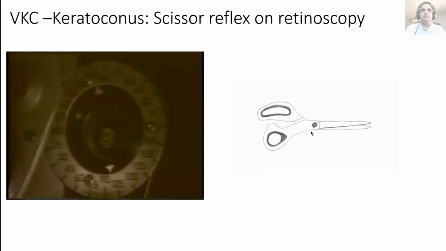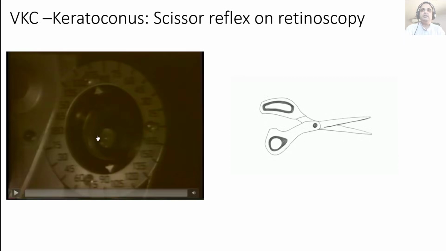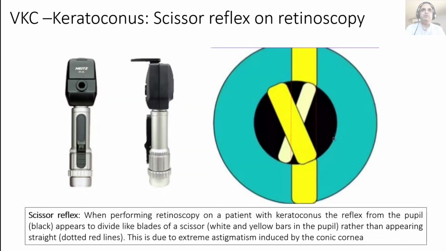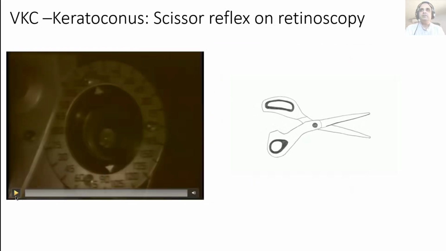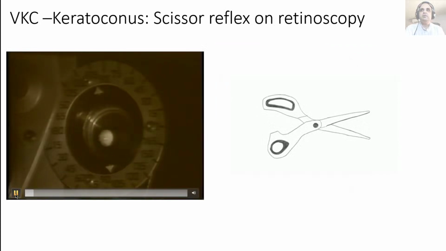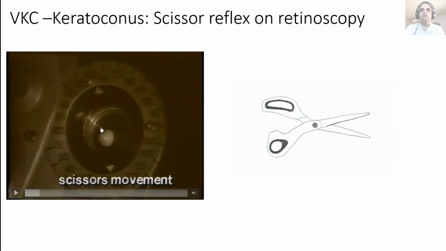So this is how you will see the reflex, the scissors reflex. It will exactly be like blades of a scissors that is horizontally placed, and you will see it on this side of the red reflex through the pupil. Remember, we are looking at only this zone. We don't want to look at this light coming off the iris. We want to see the light coming from the pupillary area. So I'm just going to start the video. Here we go. Just look at this part of the picture.